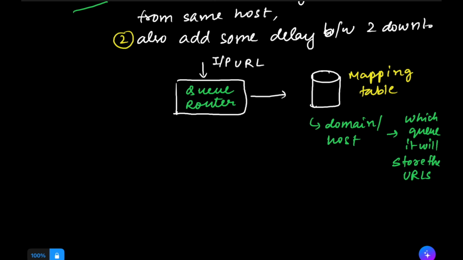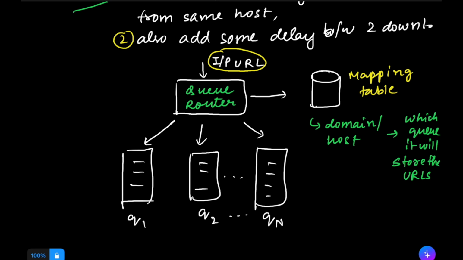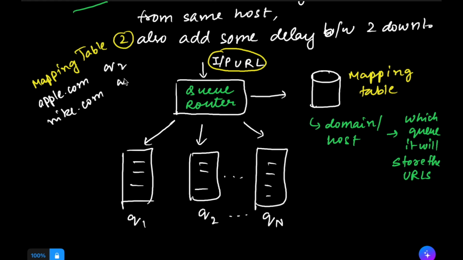Once this mapping has been done, the queue router routes the URL to a particular queue. Let's say we have queues q1, q2 up to qn, and the queue router maps the URLs once we see an input URL. Depending on the host name or domain name, it maps the URL to a particular queue. For example, in the mapping table, apple.com may be mapped to q2 and nike.com to q1. So all the URLs, all the hyperlinks of nike.com will be mapped to q1, and for apple.com, to q2, and so on.